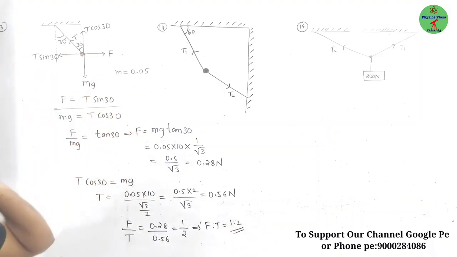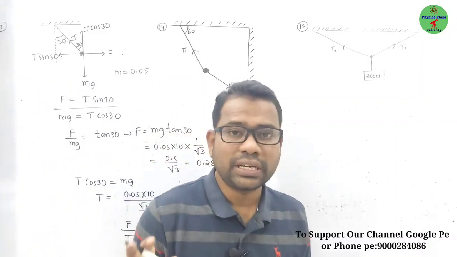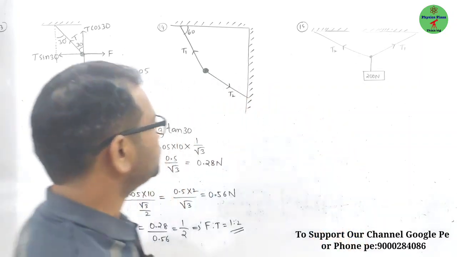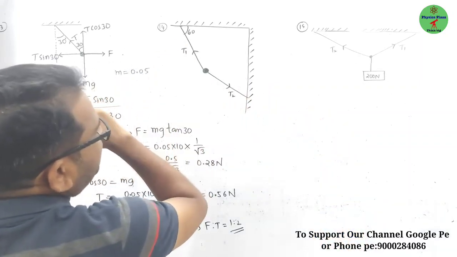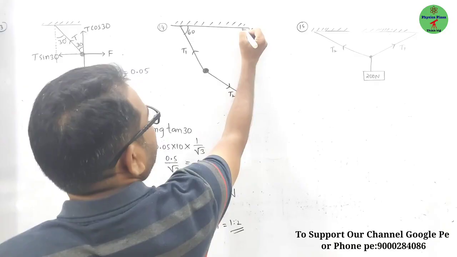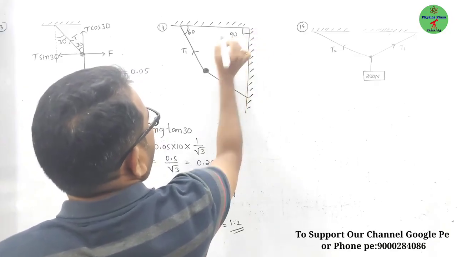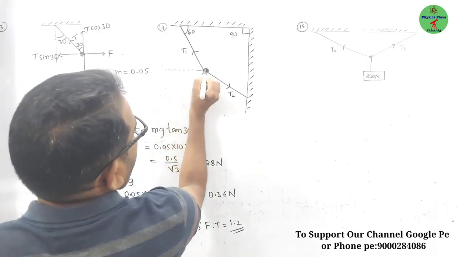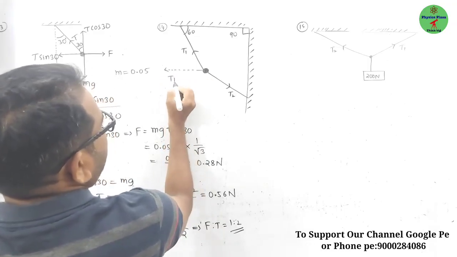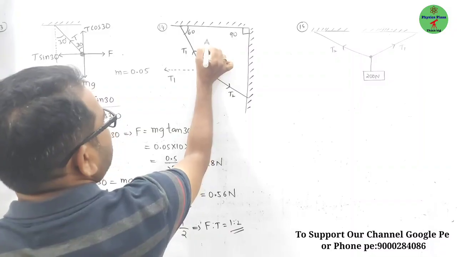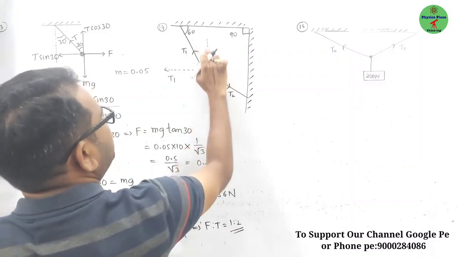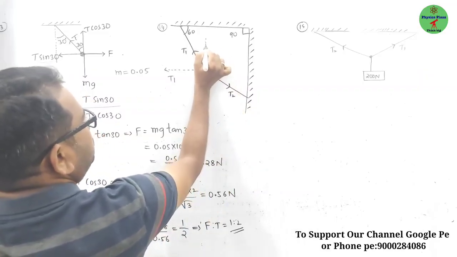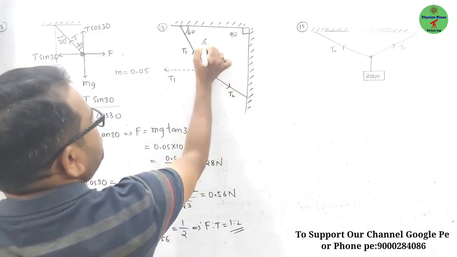Come to the 14th numerical. Children, by seeing the diagram, don't get confused, don't get tense. It's simple. We are just going to resolve the vectors. Here 60 is given, no other angles are given, and this is 90. Now children, let us resolve T1. Let us say it's T1, and this has a vertical component. Let me make it properly. Wait.